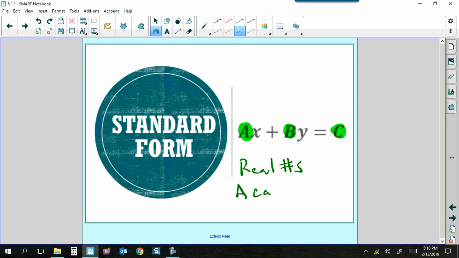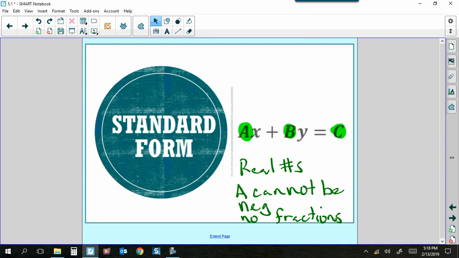A cannot be negative, and no fractions. So a, b, and c cannot be fractions, and a cannot be negative. So basically, we want a, b, and c to all be integers, and we want a to be non-negative. So when we say we want a, b, and c to be integers, integers are your whole numbers that are positive and negative. Okay, so those are our formulas that we're going to use.